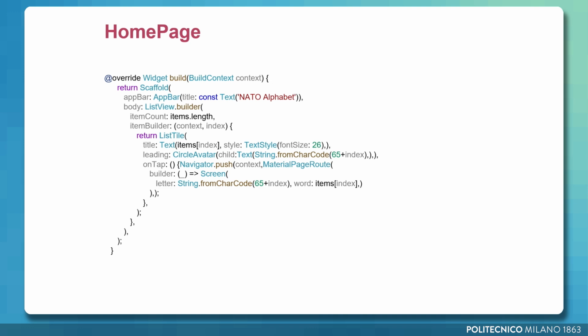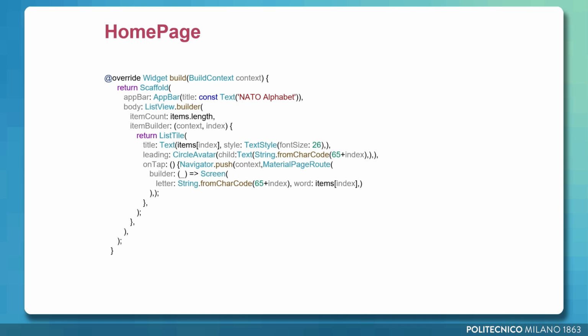Using this index, we construct each item, typically a list tile. The title of the tile is a simple text widget displaying the word at position index in our list. We use a larger font size for better visibility. We also use the leading property of the list tile, which allows us to place a widget before the title. In this example, we introduce a circle avatar. Its child is a text widget displaying the corresponding letter of the alphabet.